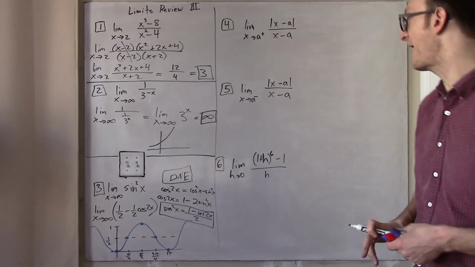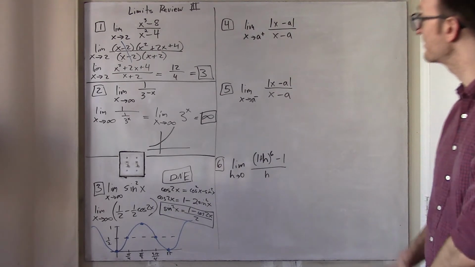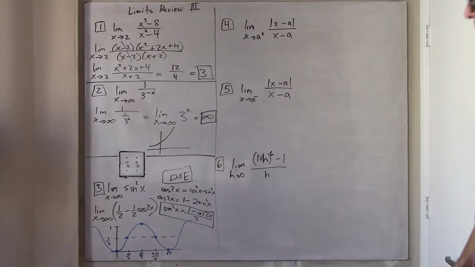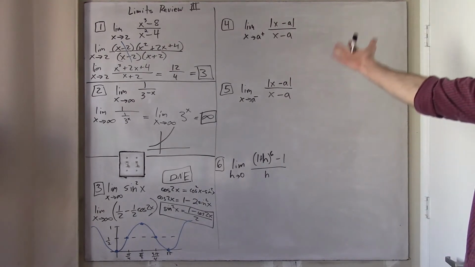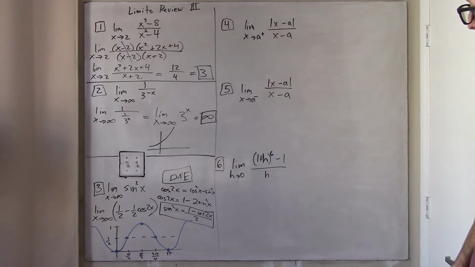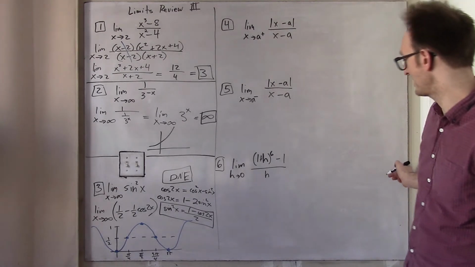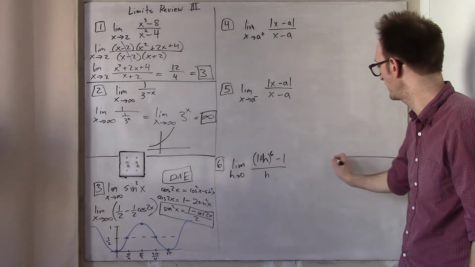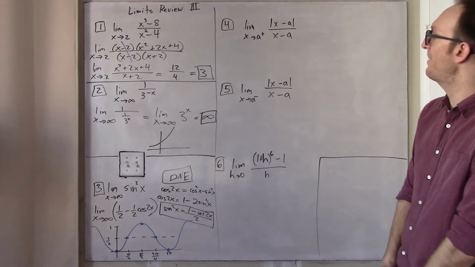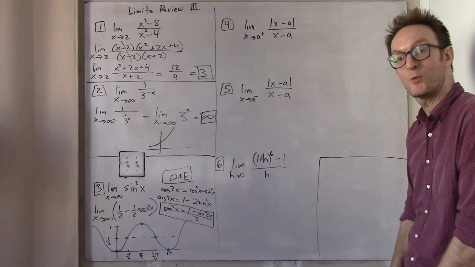Okay, 4 and 5 are really just the same problem. What's the limit as x approaches a from the right, and what's the limit as x approaches a from the left of absolute value x minus a over x minus a? Okay, well, maybe making some space over here to talk about this for a minute. There's a couple ways to do this problem.